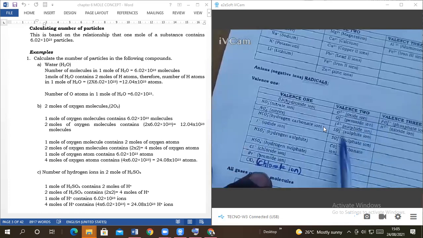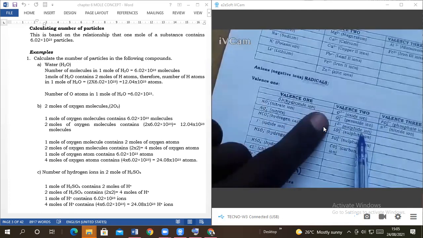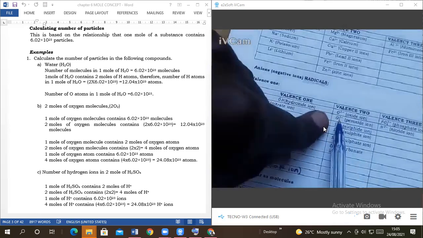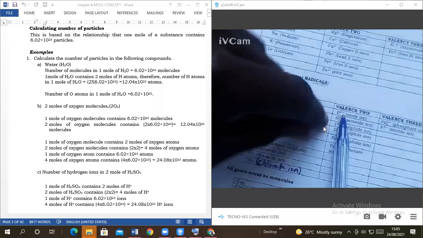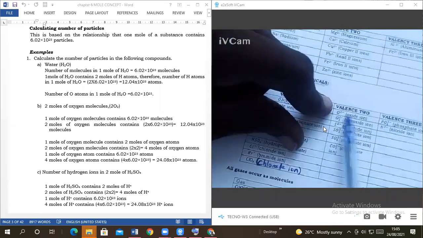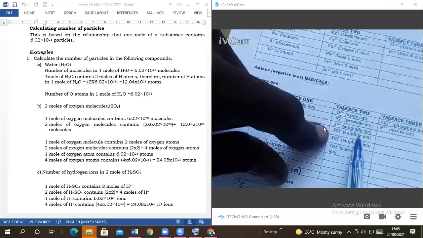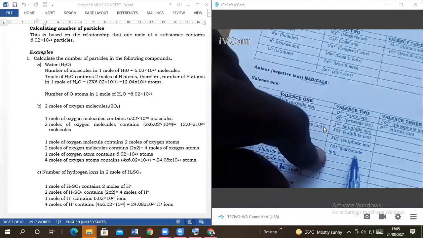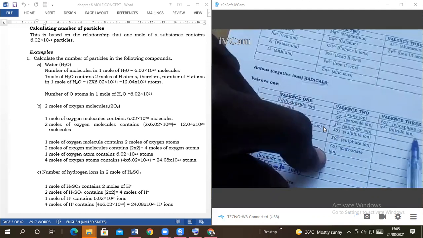So valence 2, we have oxide, peroxide, sulfide. Now the difference between an oxide and a peroxide is that this one has a double, 2 up, 2 down. So when it's reacting, this 2 up is the one that moves away, then the 2 on the lower one remains. So this one is the power, the one you exchange. So a sulfite is here, a sulfate is here, sulfide is there, carbonate. Then we have a phosphate ion and a nitrate ion.